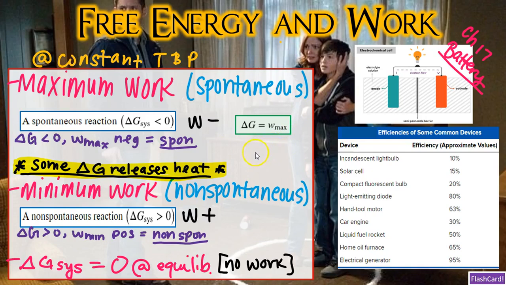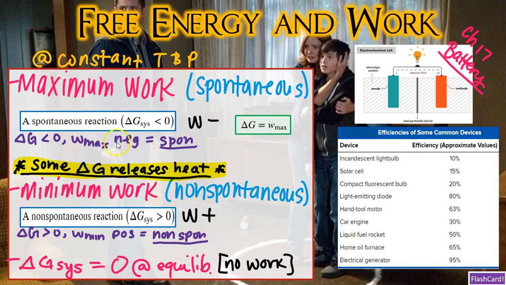spontaneous process can perform. However, scientists found that for any real machine, the actual work done is always going to be less than the maximum because some of the delta G is released as heat. And we're going to see this when we're looking at minimum work as well. We see delta G releases heat.